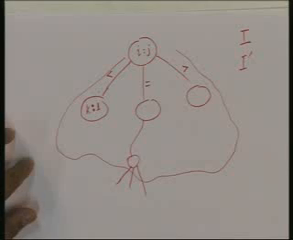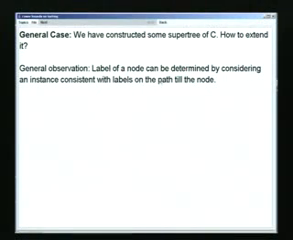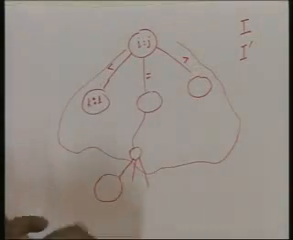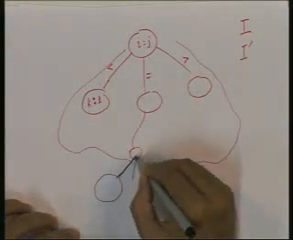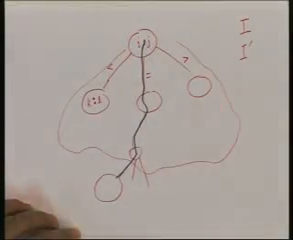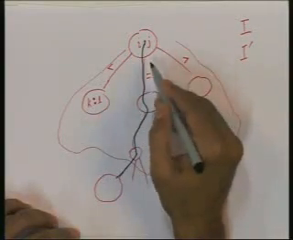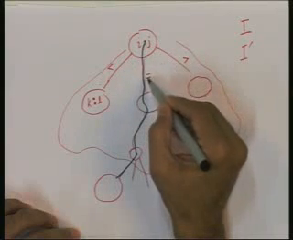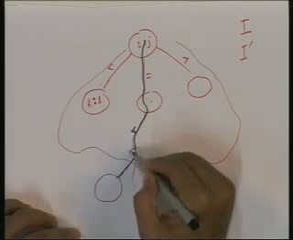Okay. So here is the observation. The label of a node can be determined by considering an instance consistent with the labels on the path till the node. So I want to determine the label of this node over here. How do I do it? Well, I look at the labels on the path from the root to this node, and I construct an instance which is consistent with these labels. So which means that xi must be equal to xj, and then whatever that label is over here, the corresponding keys over here must satisfy this label, and so on.